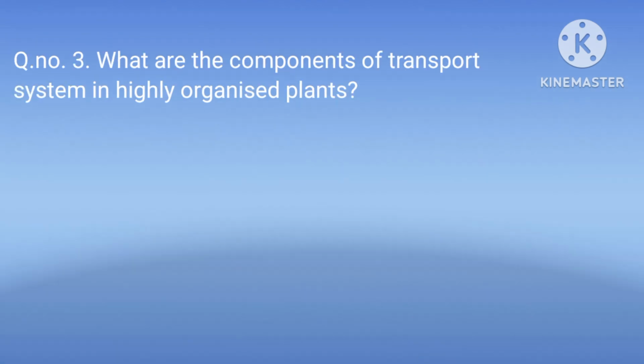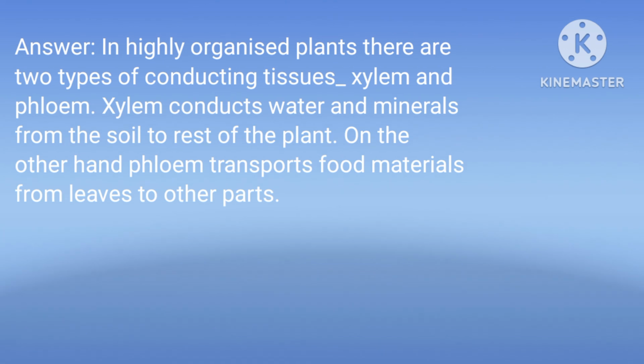Question number 3. What are the components of the transport system in highly organized plants? Answer: in highly organized plants, there are two types of conducting tissue: xylem and phloem. Xylem conducts water and minerals from the soil to the rest of the plant. On the other hand, phloem transports food materials from leaves to other parts.